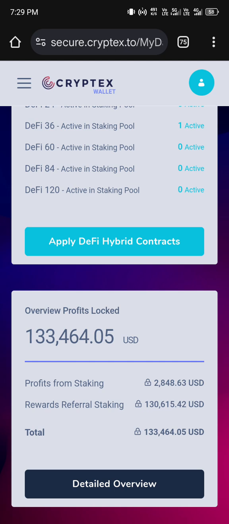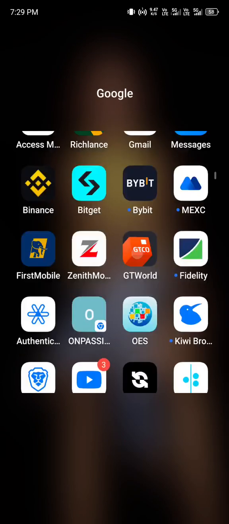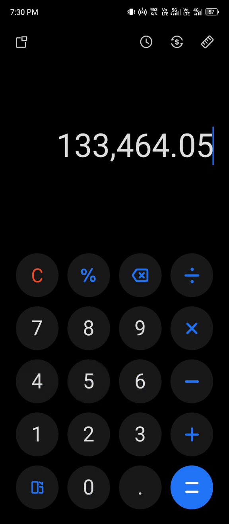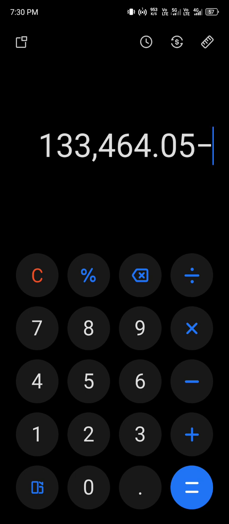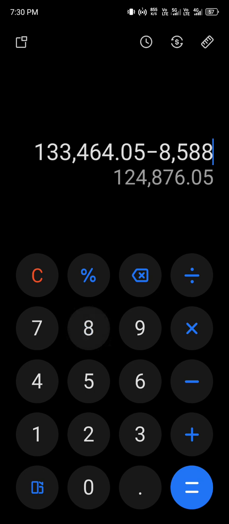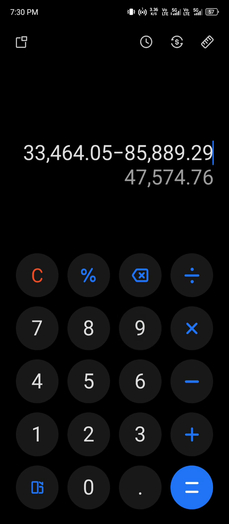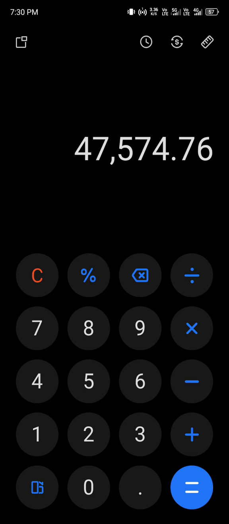You can see that it's 133,464 dollars, 0.05 cents. Let's go to calculator. The month of February ended with 85,809 dollars, then 0.29 cents. Let me write this current total: 133,464.05, right? So in the month of March, my accumulation of the daily profit is 47,574 US dollars 76 cents.